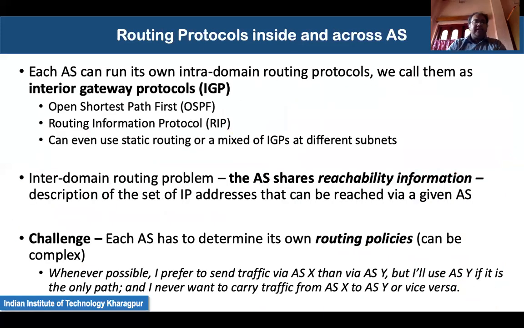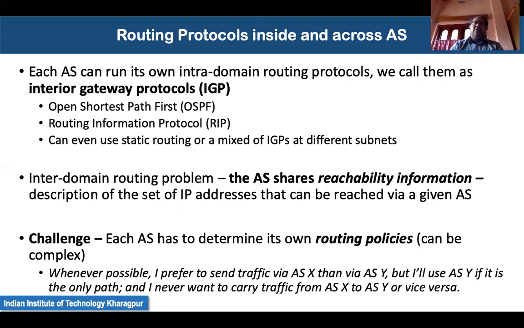Now, as I was mentioning, each AS can run its own routing protocol. We call them the interior gateway protocol or IGP. So we have multiple different types of IGPs. OSPF uses the link state routing philosophy, and the Routing Information Protocol or RIP is a kind of distance vector routing protocol. There are other types of IGPs, like static routing, or a mix of different routing protocols, meaning different subnets can use different routing protocols. That can also happen. With static routing, the routing tables are statically configured, and it doesn't run any kind of routing algorithm.